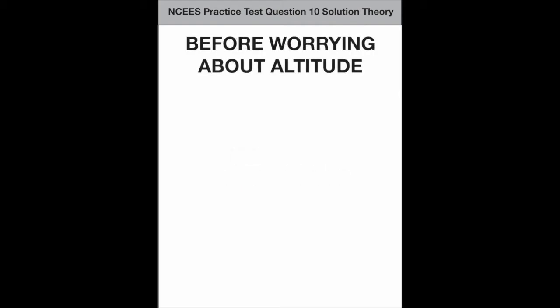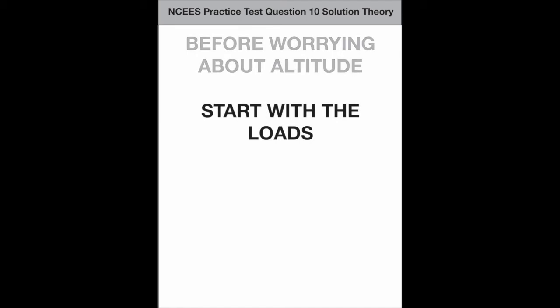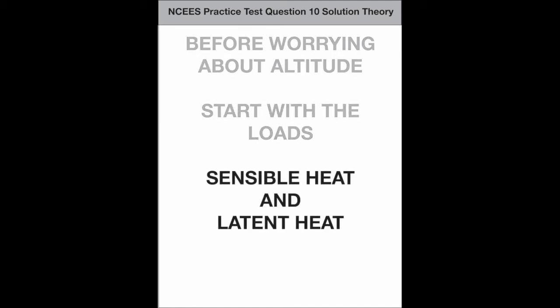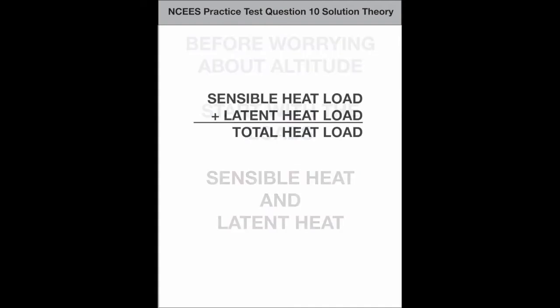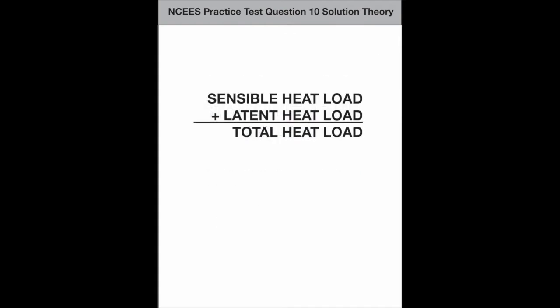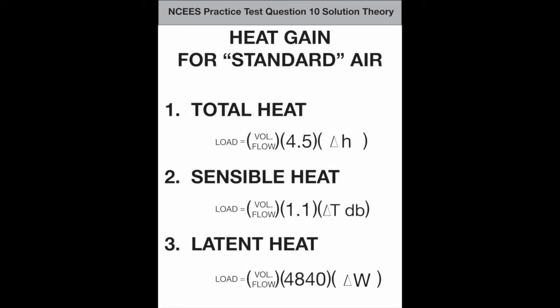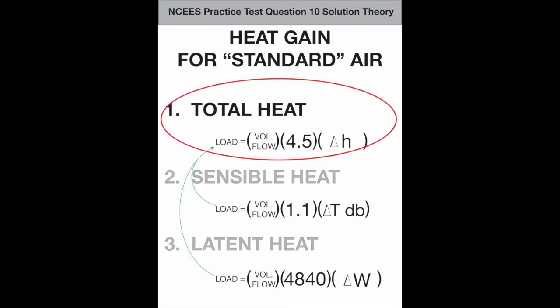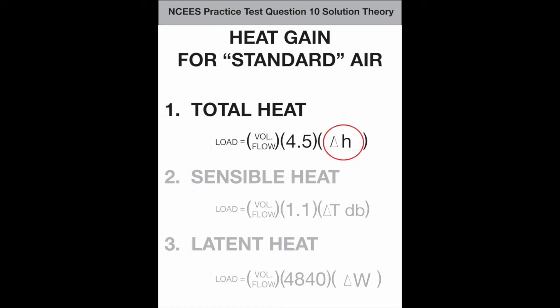Before ever worrying about the altitude, start by considering the loads. Both sensible and latent heat loads are given. But you should know that a total heat load is the sum of sensible and latent heat loads. So there are really 3 loads, and there are 3 standard heat gain equations. Without knowing more or thinking more about the question, favor solving for total heat gain because it captures both loads in one. In order to solve for total heat, determine the change in enthalpy. So, establish the enthalpy values of everything possible.